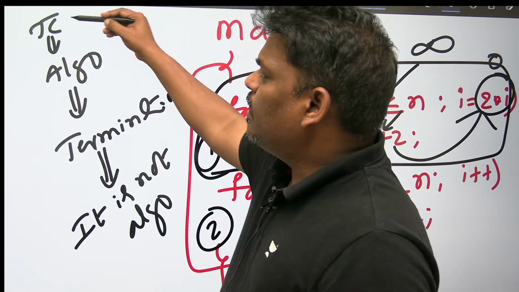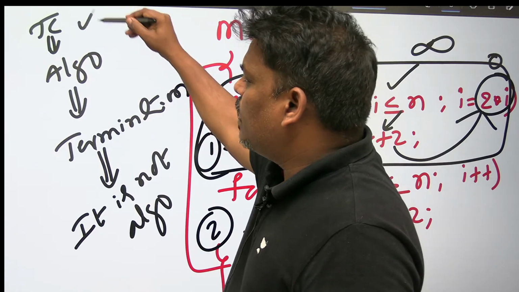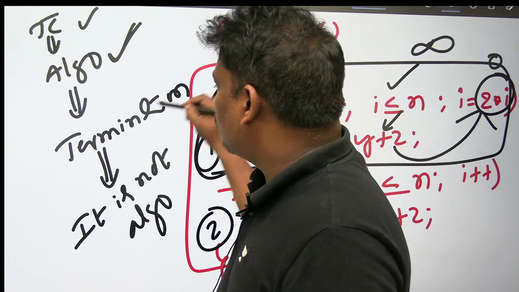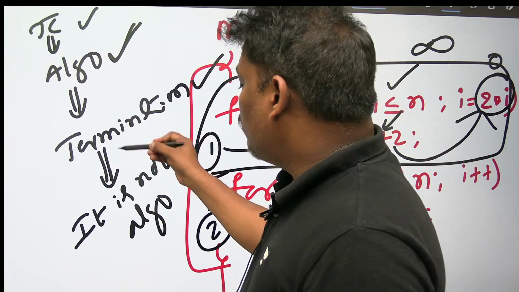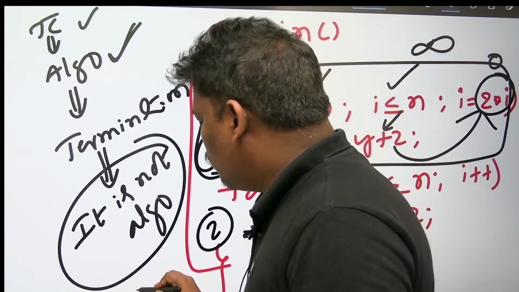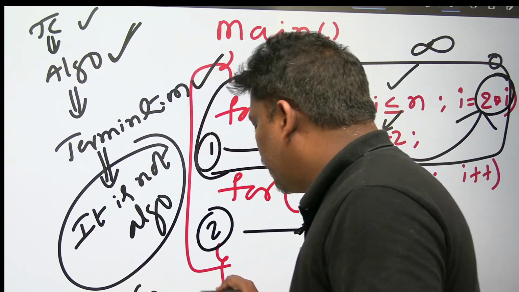I am repeating once again. Time complexity will be computed for an algorithm. Every algorithm should have a termination condition, right? And one more, because of no termination, it is not an algorithm. So no need to find time complexity.